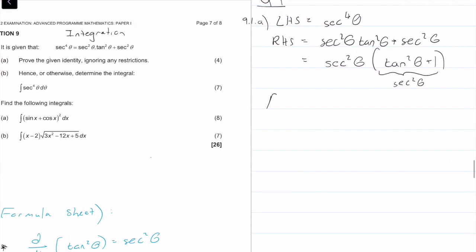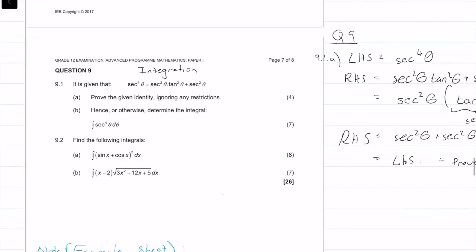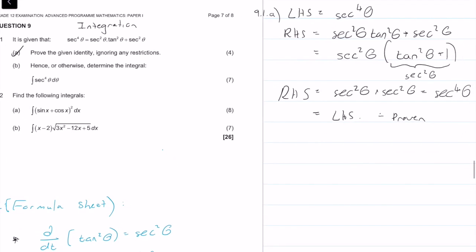So we can say that the right hand side is equal to sec squared theta times sec squared theta, which is equal to sec to the 4th theta, which is equal to our left hand side. Therefore, we have proven the identity, and we get 4 marks for that. Part B says, hence, or otherwise determine the integral.